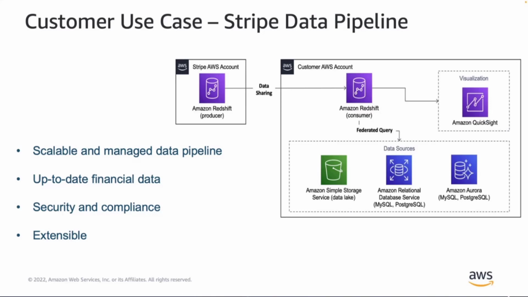So data is shared directly from Stripe with customers' Amazon Redshift cluster. So the confidentiality of the data is protected at rest as well as in transit. And then this solution is extensible as well.